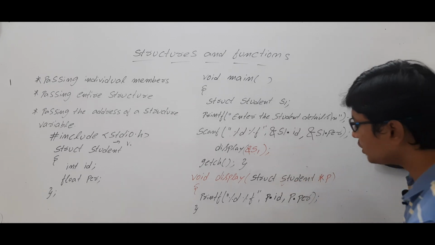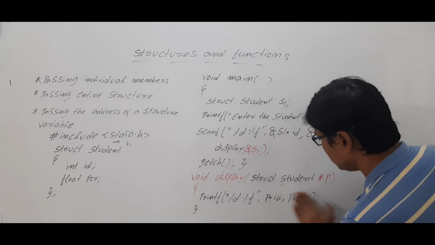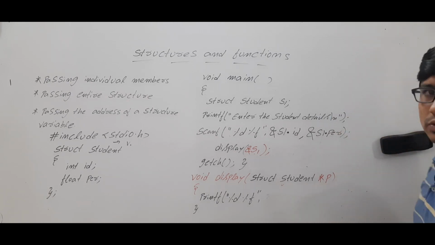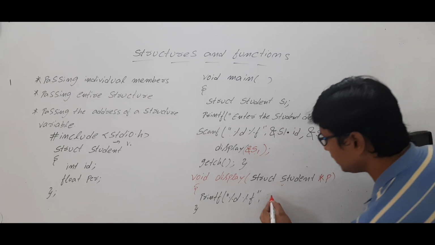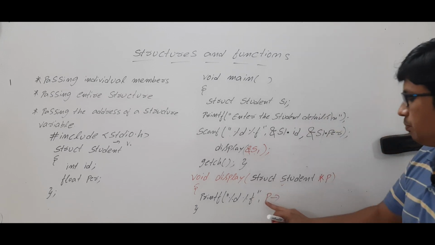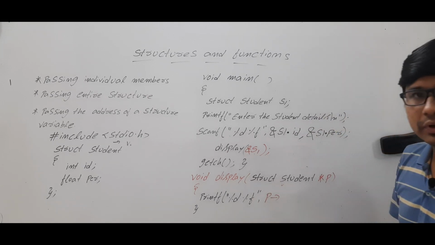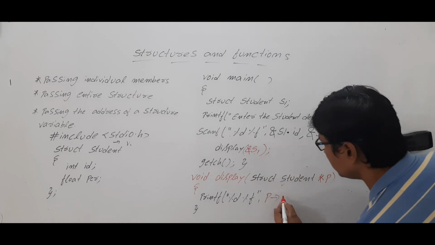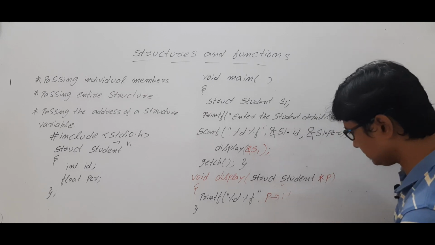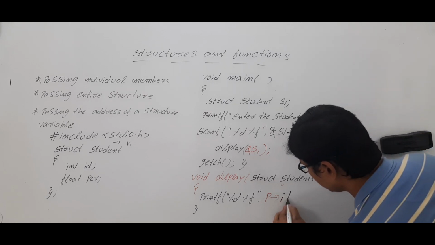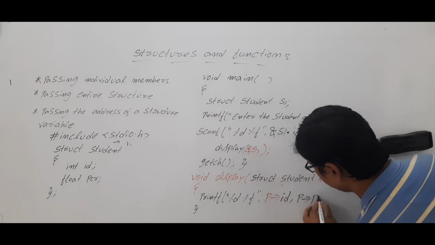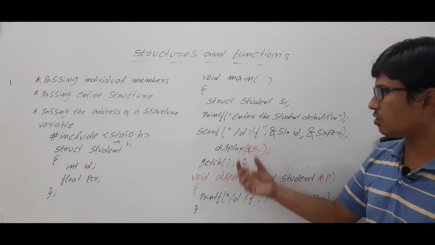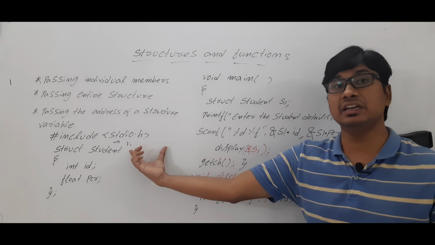Now tell me, how can I display the values of the members of the structure student which is stored in the variable s1 using the pointer p? Then I need to use the arrow operator. Now p is a pointer, so I need to access the members of a structure using the arrow operator. Okay, p arrow id. Is it clear? Are you able to understand? Comma p arrow per. So okay, now the function definition is done, function calling is done. Then what will be the function declaration?